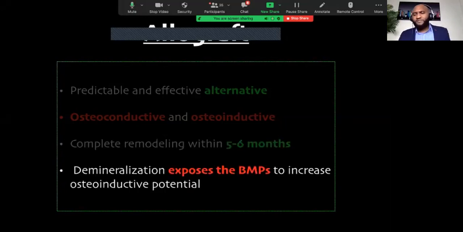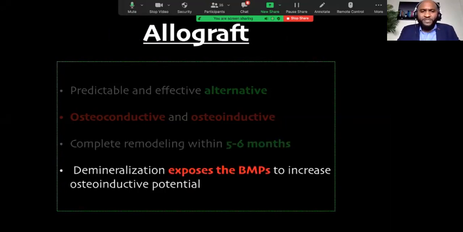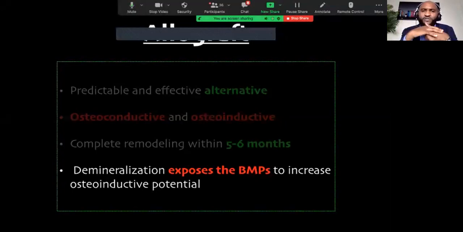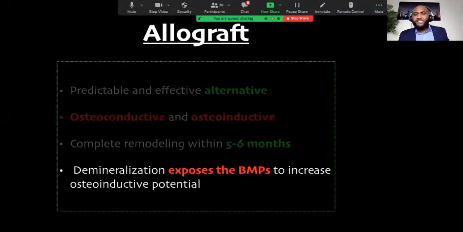Now, you will commonly find that most of these bone substitute materials are presented to you as demineralized. And the essence of demineralizing bone is so that you can expose the bone morphogenic proteins on the bone substitute. And this effectively increases the osteoinductive potential of any bone substitute.